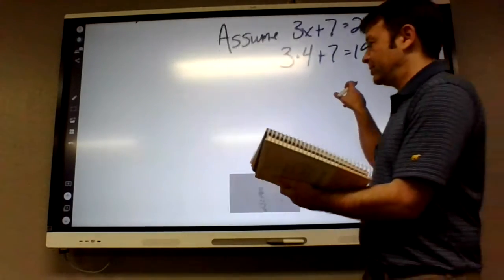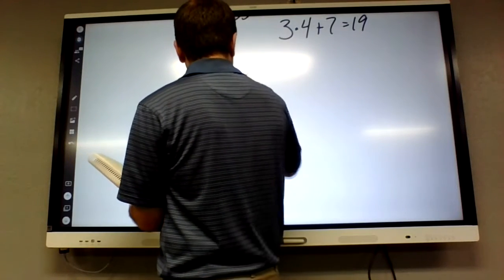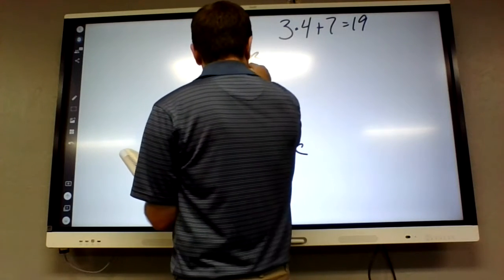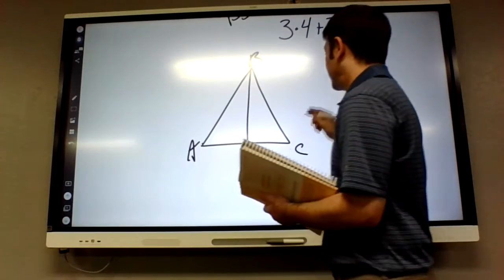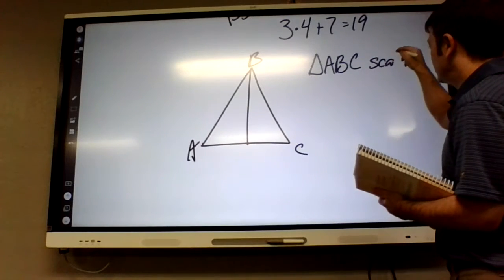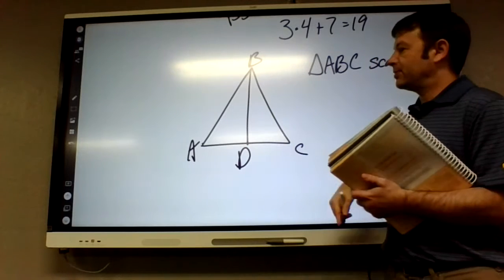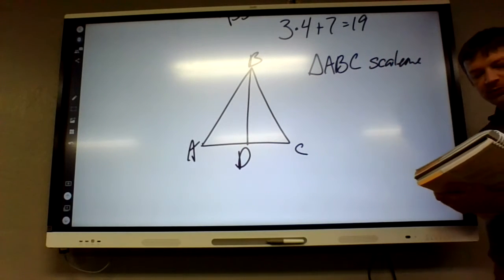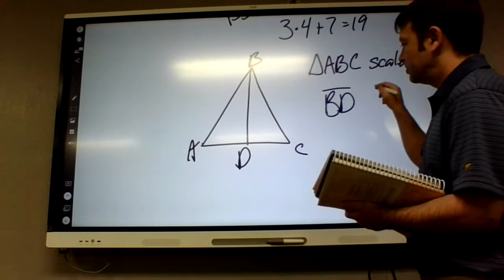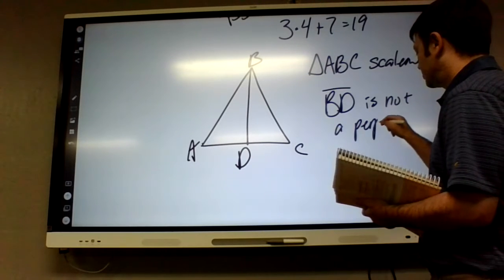Okay, this one applies to today a little bit more. So on this problem, triangle ABC is supposed to be scalene. This is the given. What did scalene mean? All the sides in the big triangle are not equal. Then what we're supposed to prove is that BD is not a perpendicular bisector.